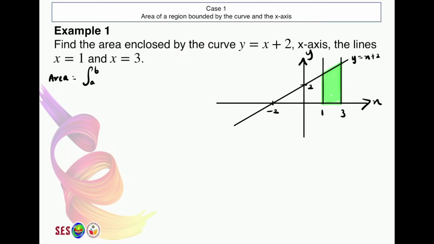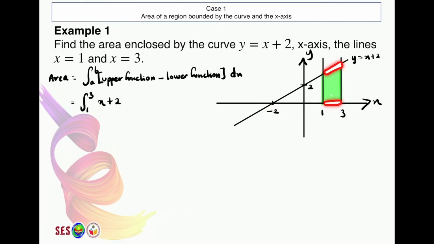So upper function minus lower function. And then you will need to integrate the whole thing with respect to x. So you'll write dx. So our interval would be from 1 to 3. So our a would be 1 and our b would be 3. And our function, as we have already said just now, is x plus 2, because y equals x plus 2 is on top of the x-axis. So our upper function is y equals x plus 2, and our lower function is y equals 0.